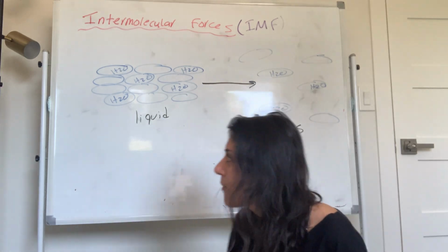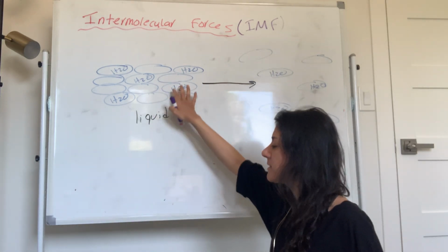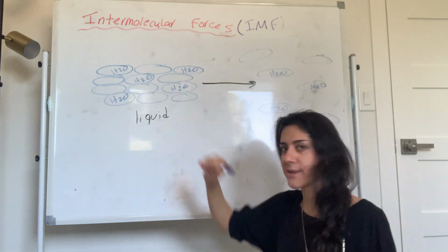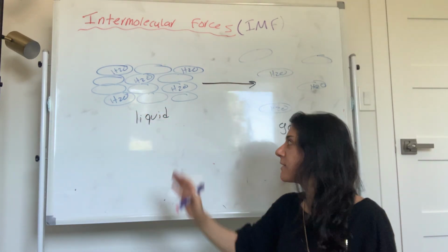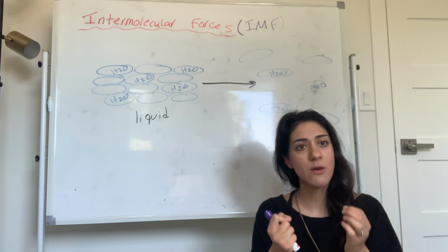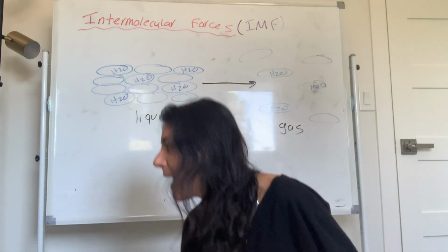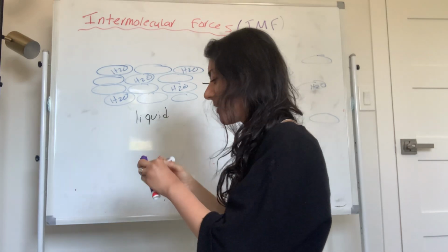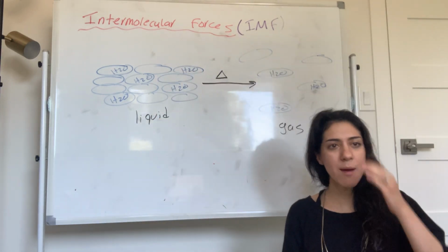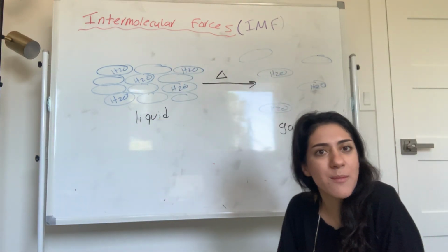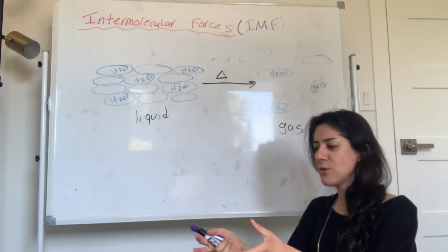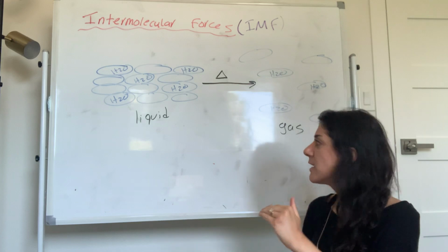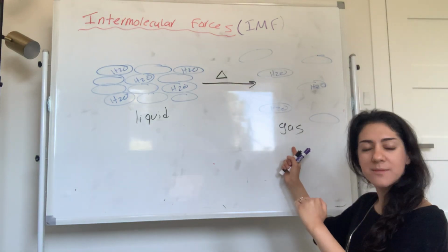Now, I put in a little picture here. Let's say these are water molecules that are held together very nicely, and they're held together through intermolecular forces. Now, what happens if I heat up water? This is the symbol for heat. You've done it before. When you heat up water, what happens? The liquid goes to gas.